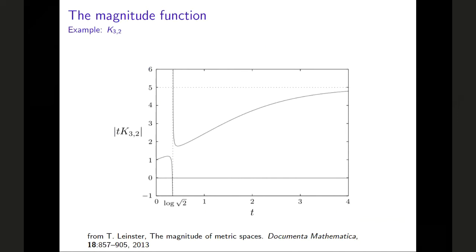And we make this into a metric space by taking shortest paths. And so here we have that there is this value of t, logarithm of square root of 2, for which the magnitude function is not defined. And then we see it actually can be decreasing, can take on negative values. And it can also take on values that are actually larger than the cardinality of the space.